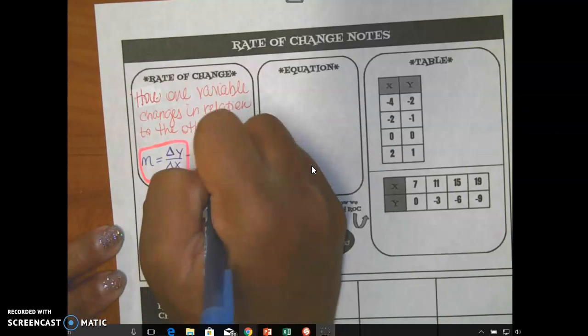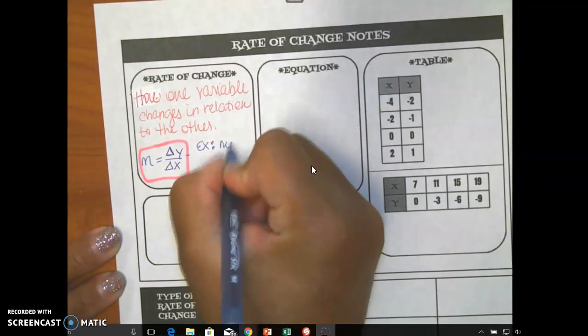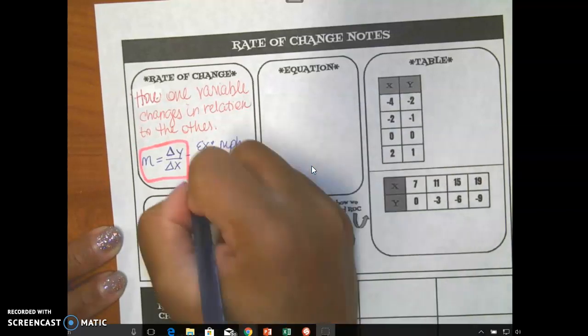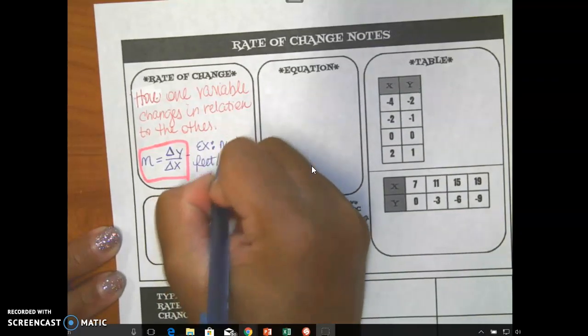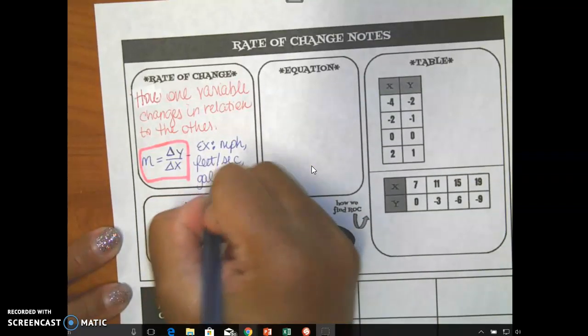The examples, I just talked about a couple on the back, but an example of a rate is miles per hour, feet per second, and gallons per minute.